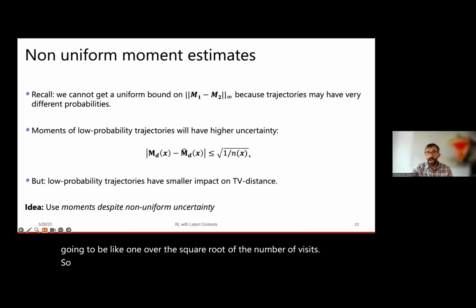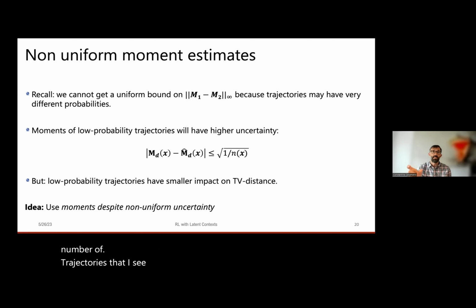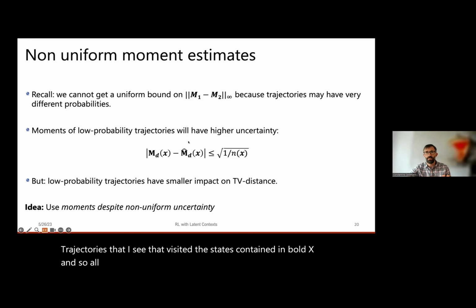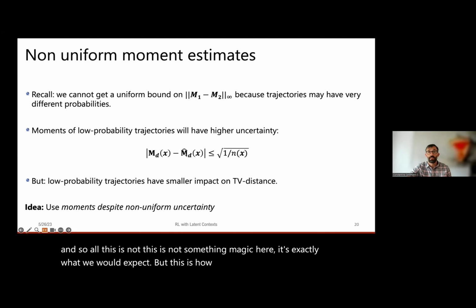So n of x here is the number of trajectories that I see that visited the states contained in bold X. And so all this is not something magic here. It's exactly what we would expect. But this is how well I can estimate moments.